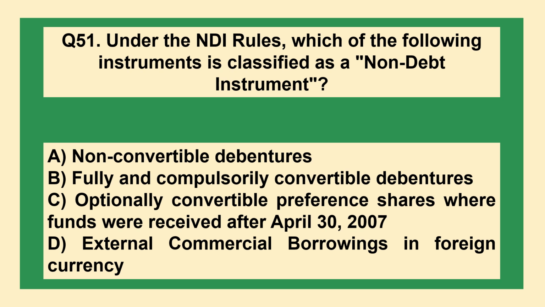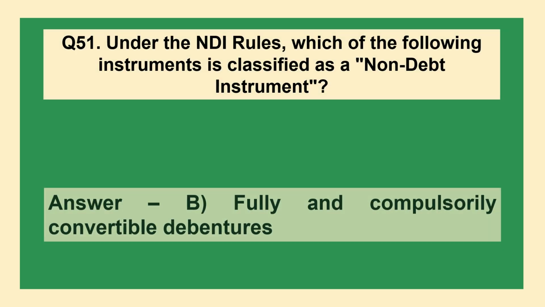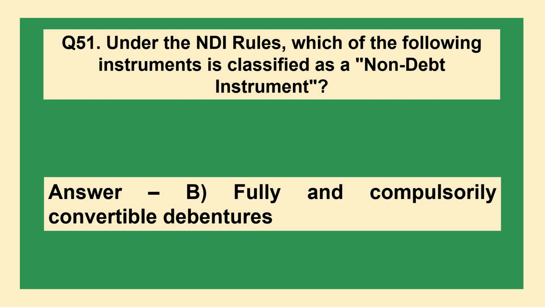Under the NDI rules, which of the following instruments is classified as a non-debt instrument? A. Non-convertible debentures. B. Fully and compulsorily convertible debentures. C. Optionally convertible preference shares where funds were received after April 30th, 2007. D. External commercial borrowings in foreign currency. The answer is option B. Fully and compulsorily convertible debentures.